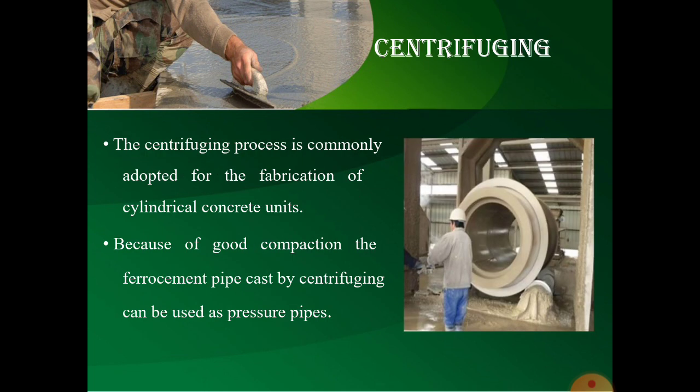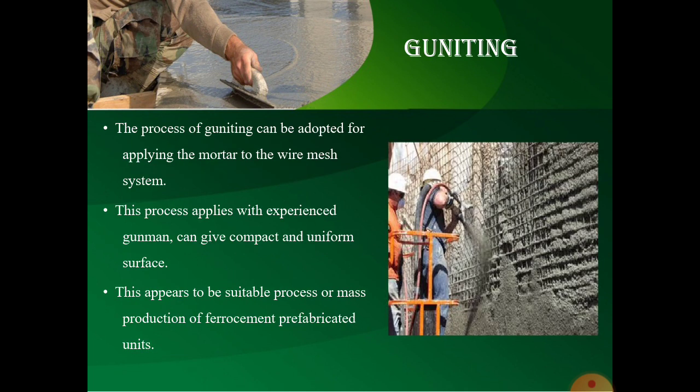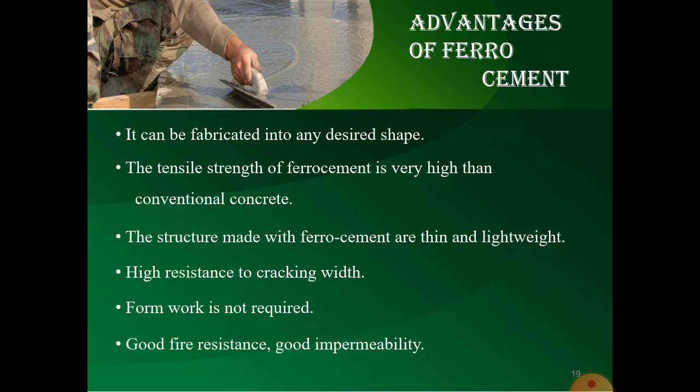Next is centrifuging. This process is commonly adopted for the fabrication of cylindrical concrete units. Because of good compaction, ferrocement pipe cast by centrifuging can be used as pressure pipes. Then finally, guniting. This process can be adopted for applying the mortar to the wire mesh system, and with an experienced gunman it can give a compact and uniform surface. This appears to be a suitable process for mass production of ferrocement fabricated units.